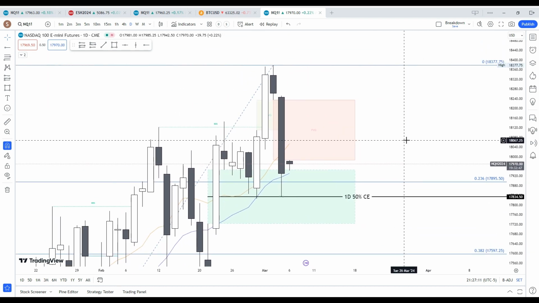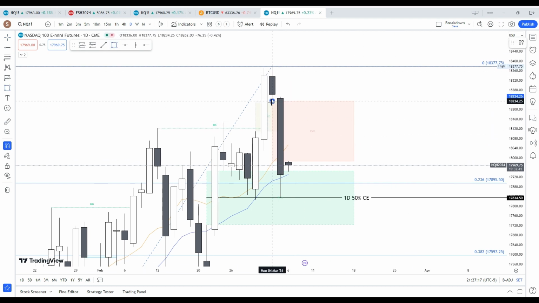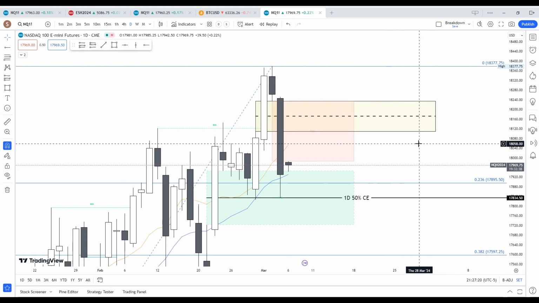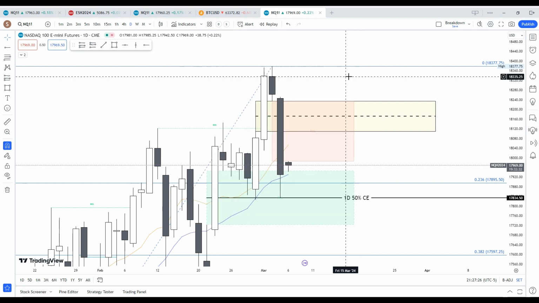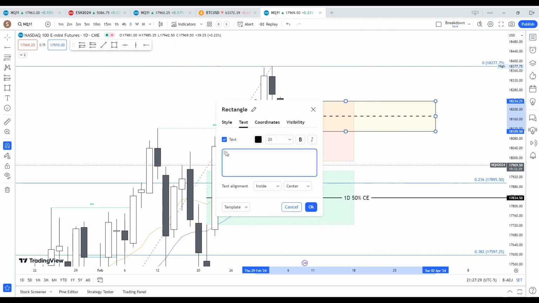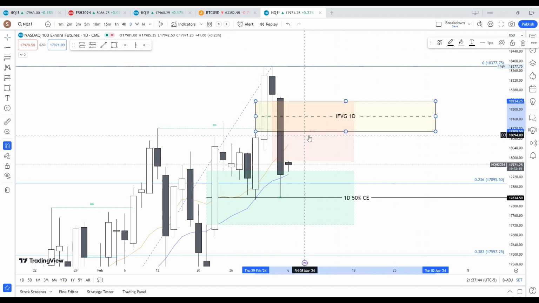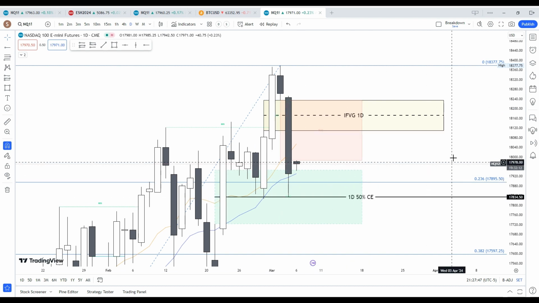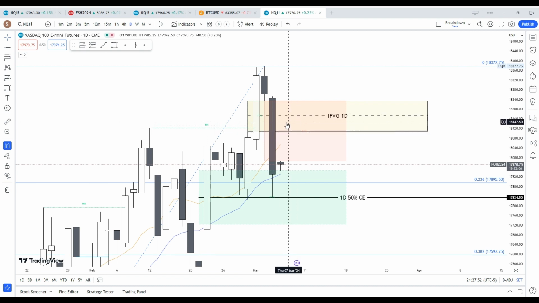Now, also, I would be keeping in mind that we inversed a daily fair value gap right here. So you could expect a move possibly back up to here. We will leave this on the chart as well. 50%. This is an IFVG on a 1-day time frame. Inverse fair value gap on a higher time frame up here. So why don't we leave everything just like this?